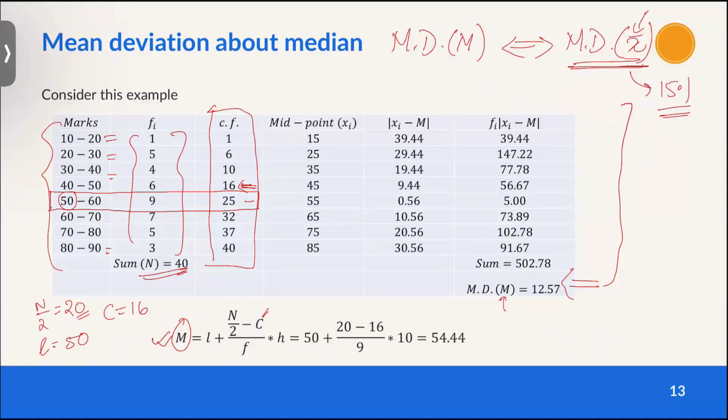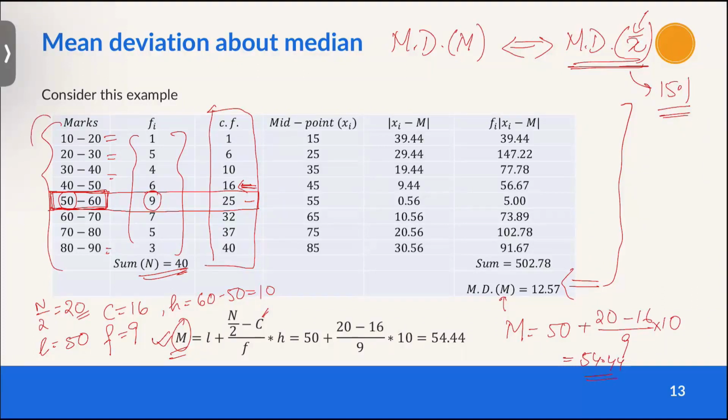And F, the frequency of the median class, is 9. Then you have to calculate H, the width of the median class. What is the width? 60 minus 50, which is 10. So you can calculate M easily. Everything is given. M is L, which is 50, plus 20 minus 16 by 9 into 10, which comes out to be 54.44. So the median of this data is 54.44.